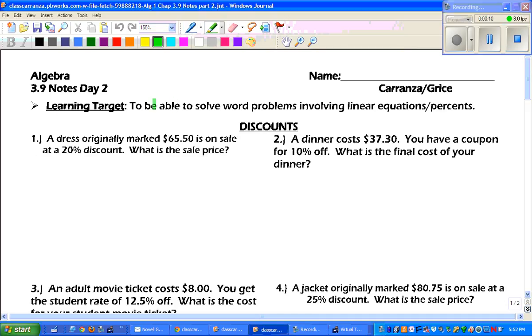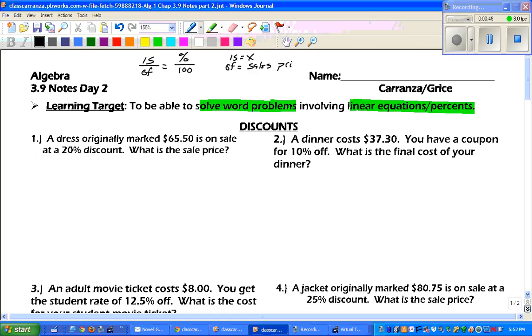Today our learning target is to be able to solve word problems involving linear equations and percents. If we remember from yesterday, we talked about the one equation that you need to memorize for sure, and that is is over of equals percent over 100. Today we're going to be doing slightly different types of problems, and we need to know that the is equals the x and the of is always going to be our sales price.